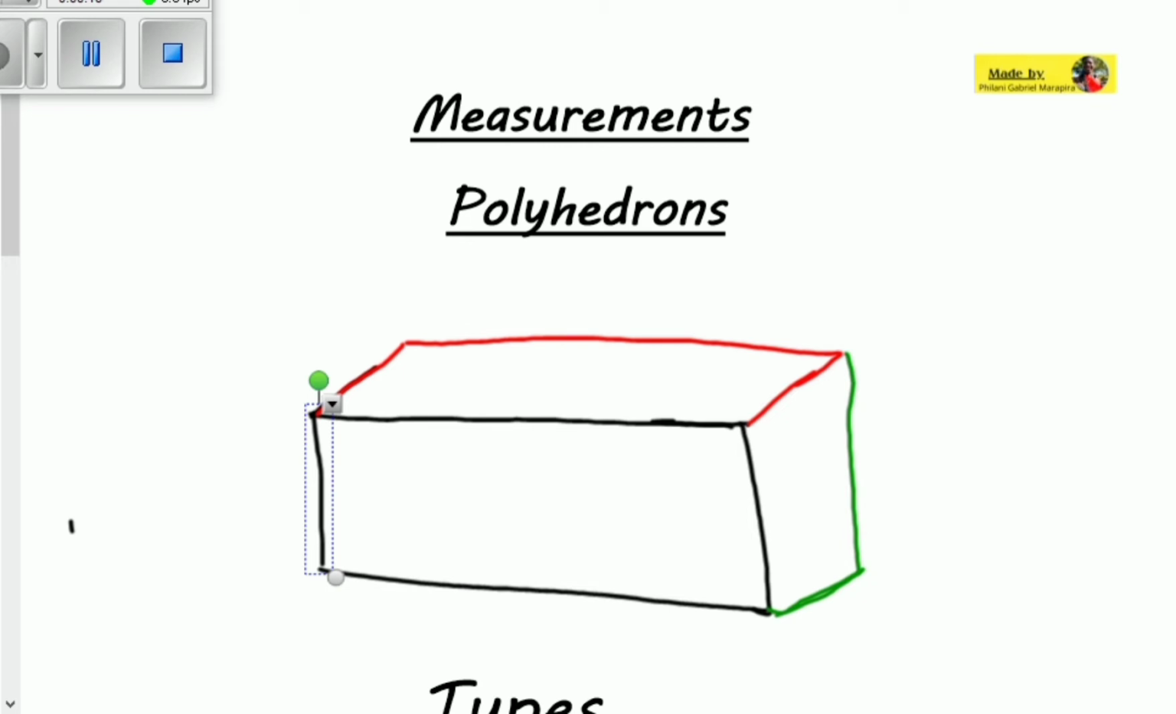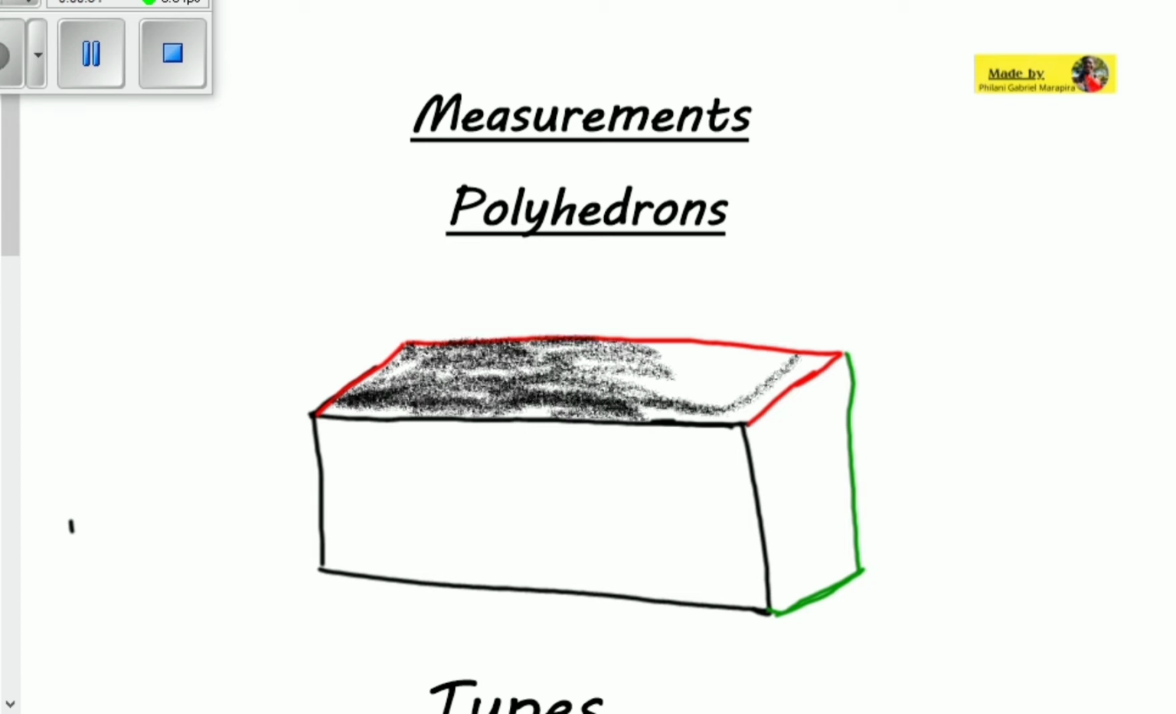So it means there is a flat surface. By surface, we're talking about this surface. You can see that this surface is flat. Let me actually paint it out. So this makes it a polyhedron. You can see that we have a flat surface here.